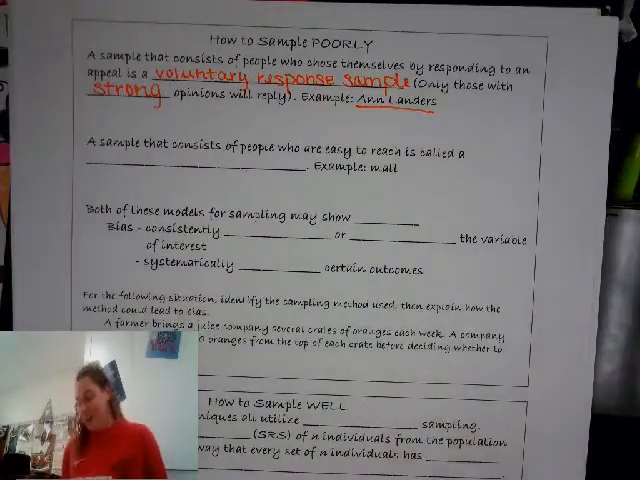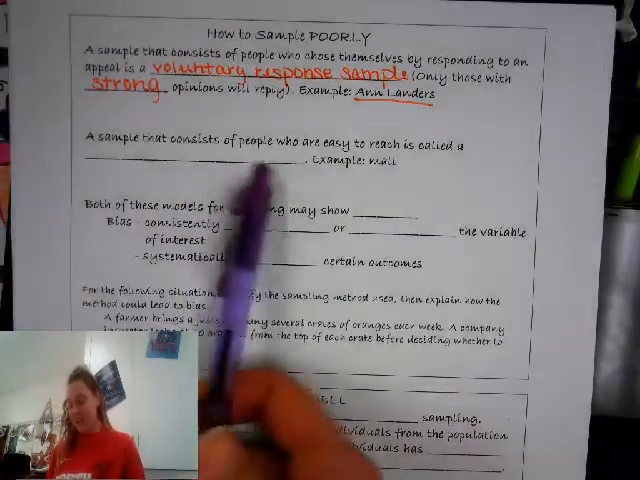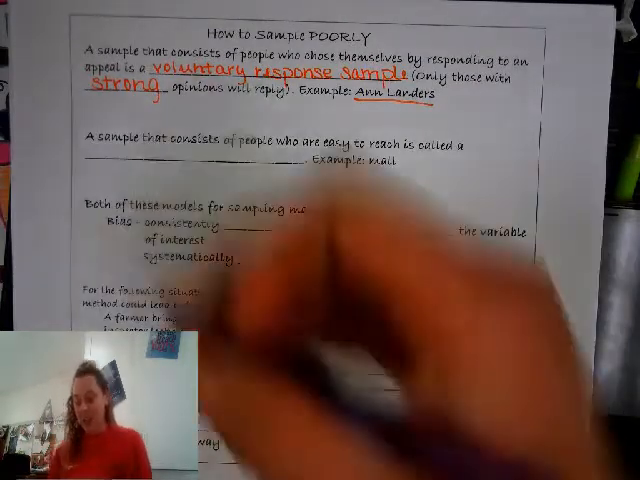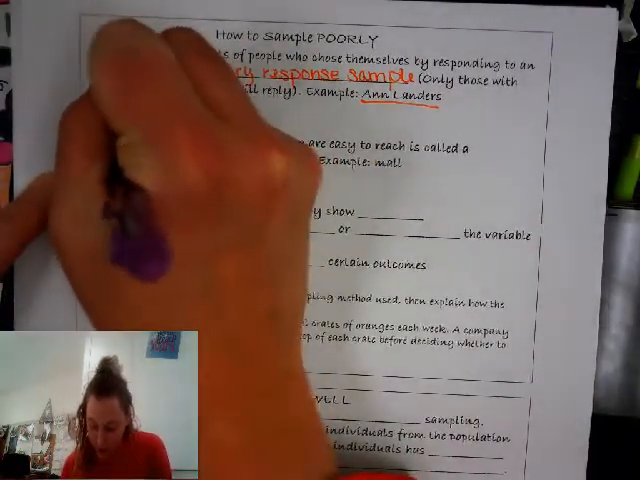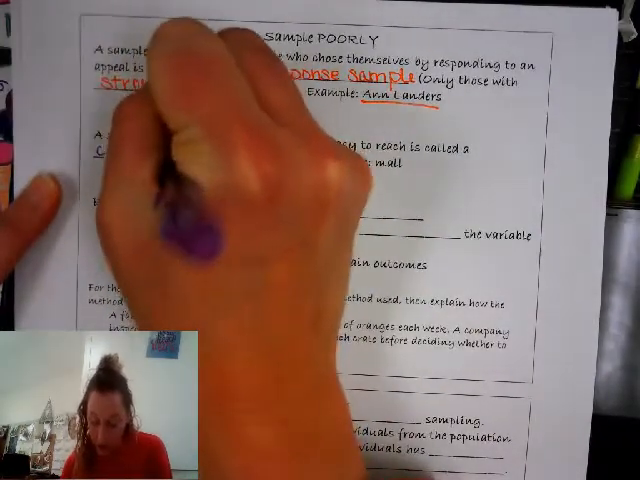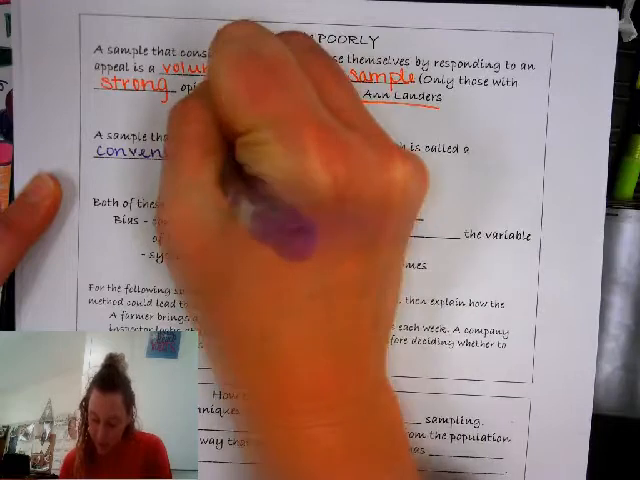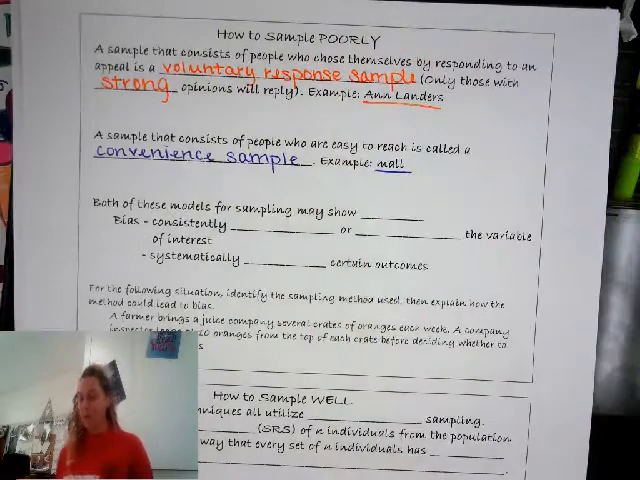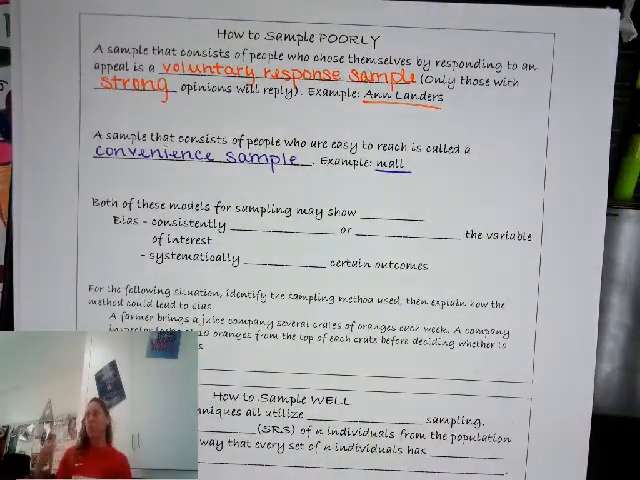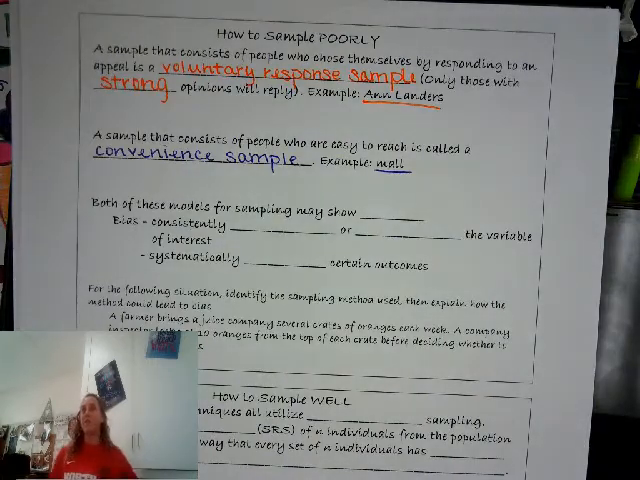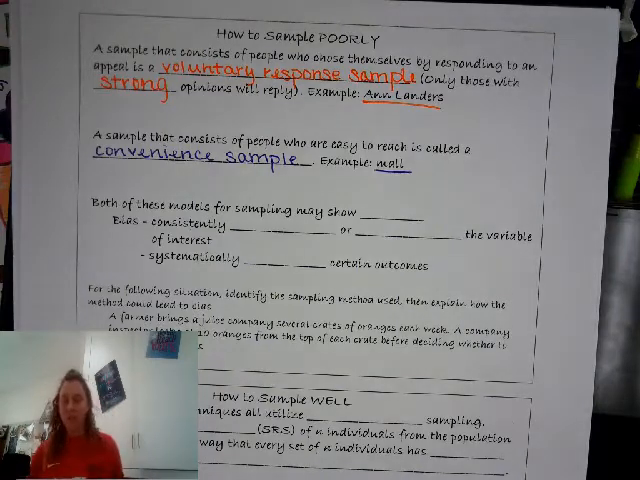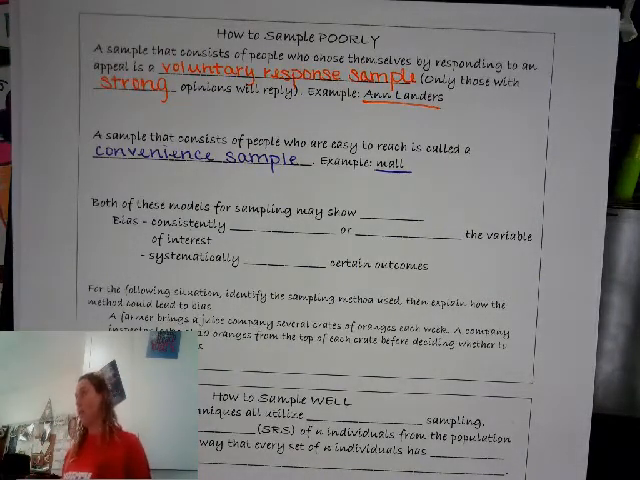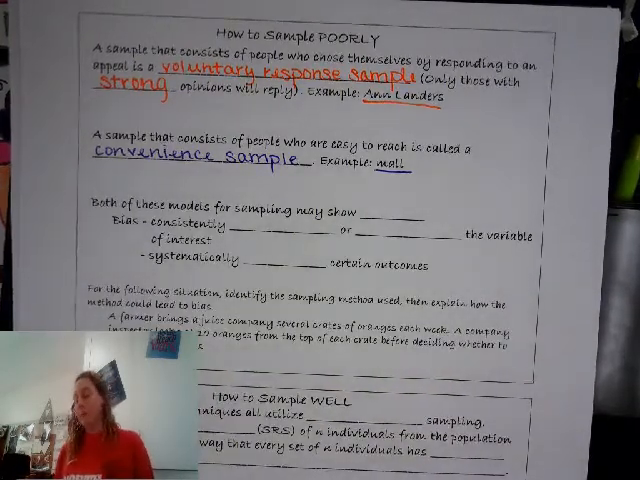A sample that consists of people who are easy to reach is called a convenience sample. So, if you needed to get 100 responses on a survey, my example is the mall, but malls are becoming more and more obsolete. So just going to a store and standing outside. I don't know if you guys have ever been approached, I have at Target, by people who want me to sign a petition so they can get enough signatures to get something on the ballot. And that's a convenience sample.